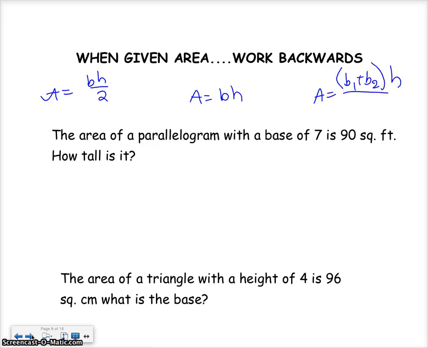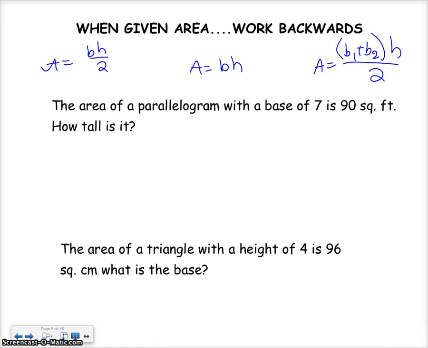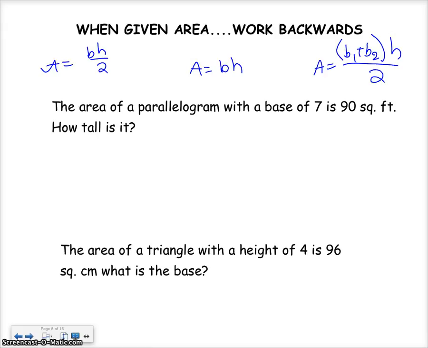Okay. And trapezoid. So meaning to calculate area for a triangle, I go base times height divided by 2. So to work backwards, I would times by 2 divide by the height. Area of a parallelogram is base times height. To work backwards, I would divide. For area of a trapezoid, it's b1 plus b2 times h divided by 2. To work backwards, I would times by 2 divide by the height, and then see what's going on there. You'll see. I'll do it a couple different ways here.